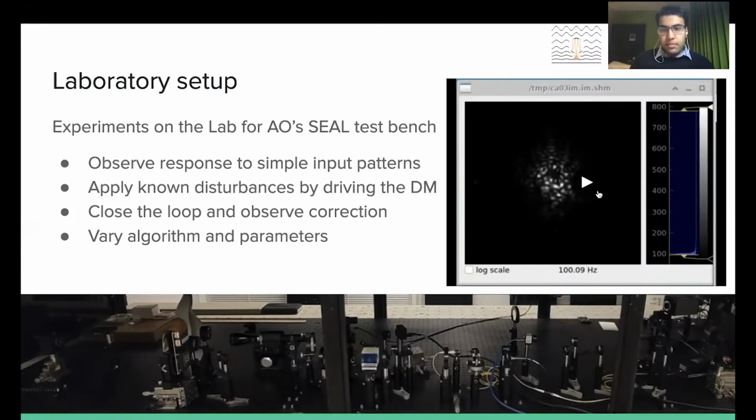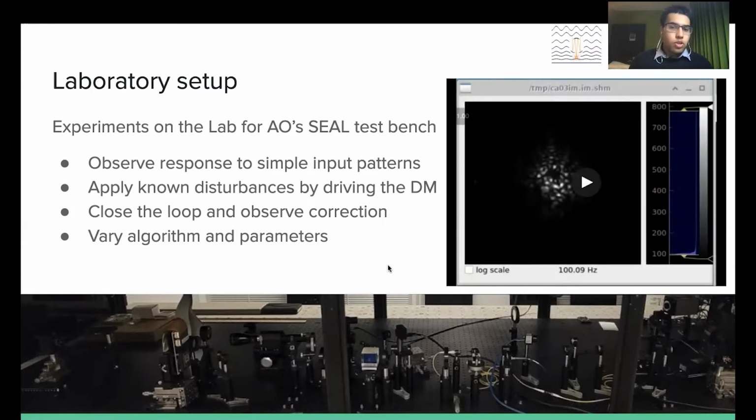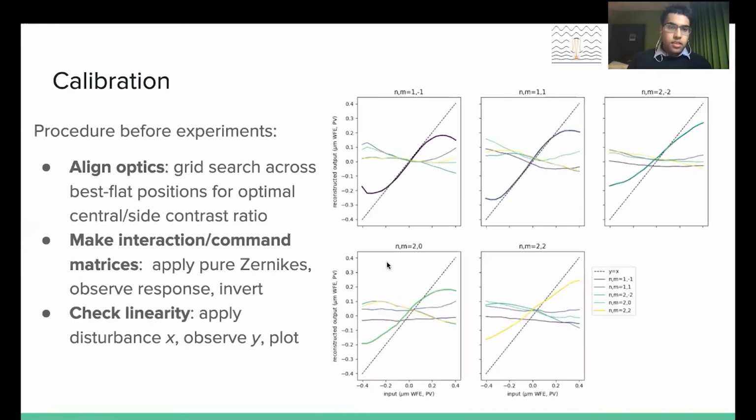So over here is the lab setup we've been using, and this is a quick video of the camera display. So you see that it's running at 100 Hertz, which is the frame rate for all of the plots that I'll be showing here. So before running any of these experiments, we do a few calibration steps. One of these is alignment, which is to find the best flat position that provides the optimal contrast for actually being able to sense these tip tilts using the focal plane wavefront sensor.